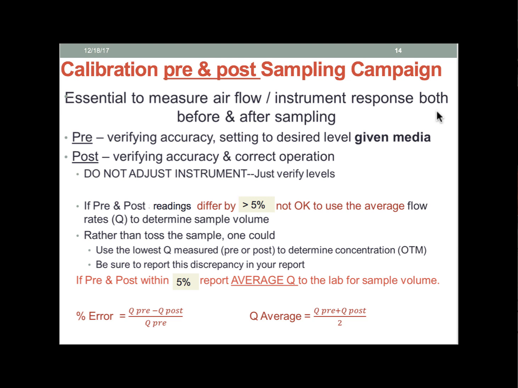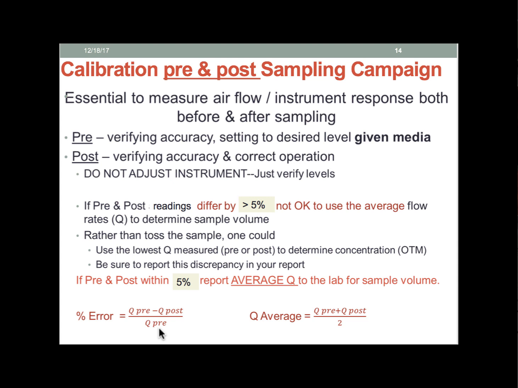Also, we need to calculate a sample volume. We have to send a sample volume to the lab, which is going to be based on what our flow rate was and the time for which we sampled. And we will do some calculations together. So how do we determine what our percent error is? Well, we use this calculation right here: our flow rate before we sampled minus our flow rate after we sampled, divided by the flow rate before we sampled, and this will give us our percent error.